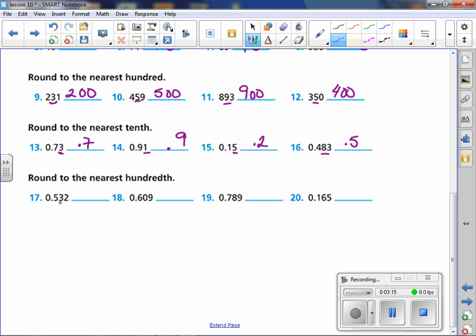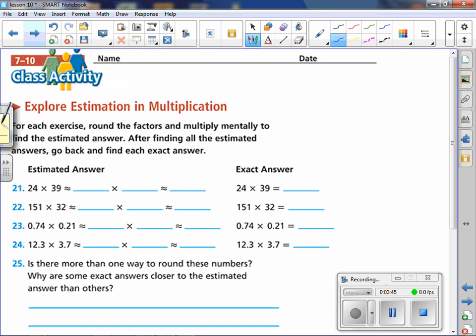Okay, this one we're rounding to the nearest hundredth, so we're going to look at the thousandths place value. I'm underlining those. Those tell us what to do. The 2 says to the 3, let it go. The 9 says to the 0, bump up. The 9 says to the 8, bump up. And the 5 says to the 6, bump up. Okay, let's move on.